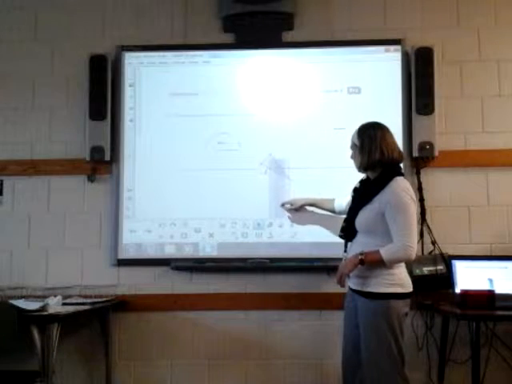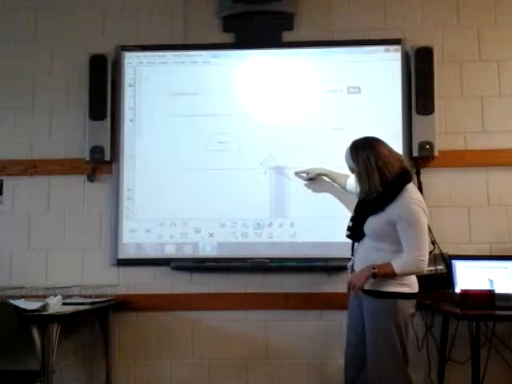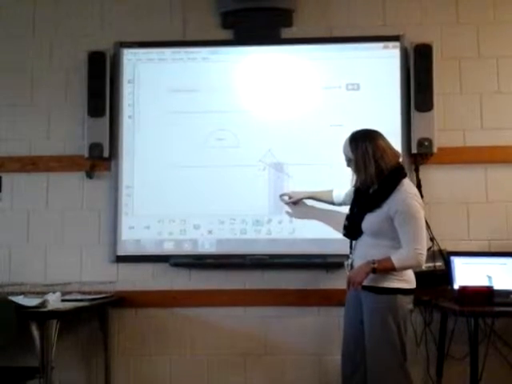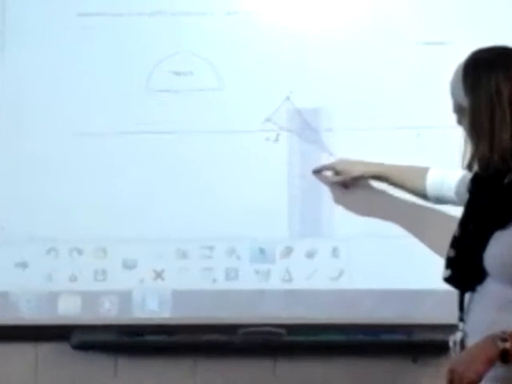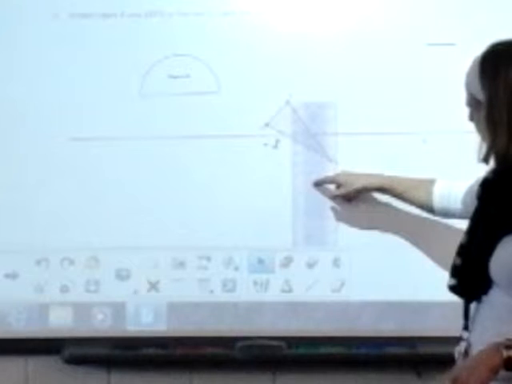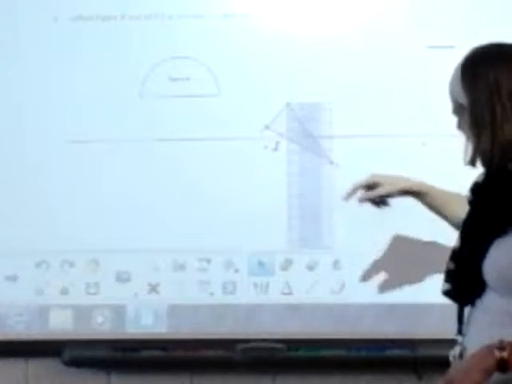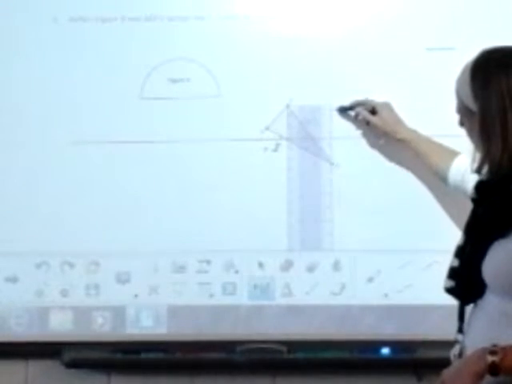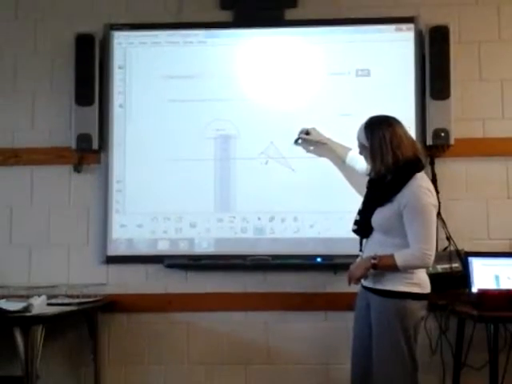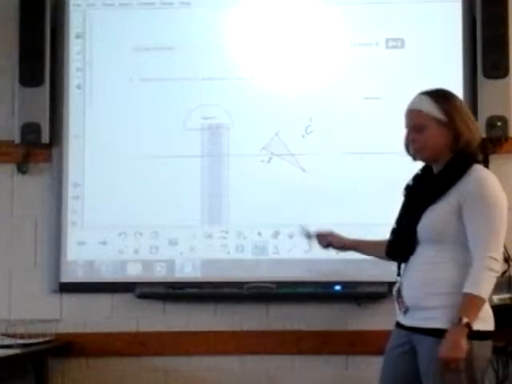Let's see. C is half an inch away from my line of reflection. So I'm going to come up here, put a half an inch directly across from C. And I can put a dot. Okay? There is my C. I don't have to have the reflector mirrors. I can do it with a ruler.